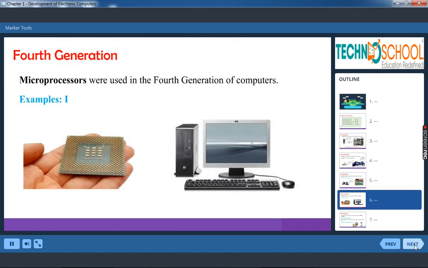Next, fourth generation. Microprocessors were used in the fourth generation of computers, right? So your microprocessor will look like this. Fourth generation computers will be like this, which we are using in our computer lab. Personal computers, right? So examples, Intel 4004.